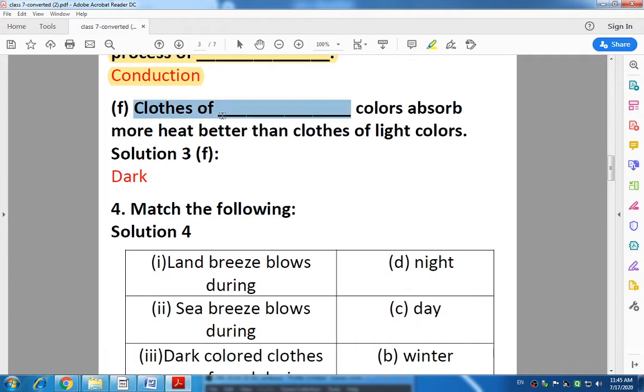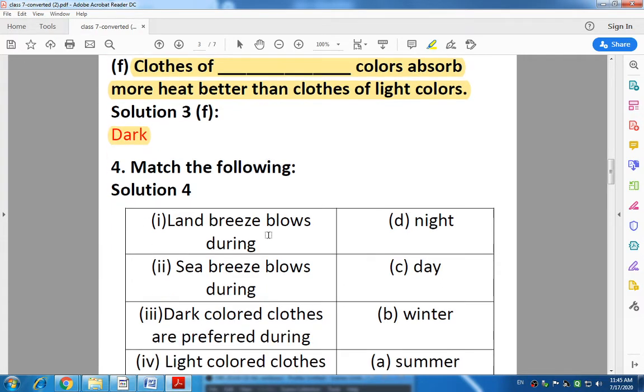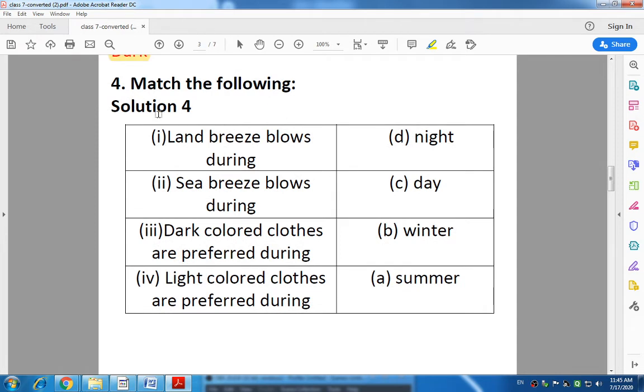Next, clothes of dash dash colors absorb heat better than clothes of light colors. Already light colors are given here, so the opposite of that is dark. So the answer is dark. Next, question number 4, match the following. Directly I have given the answer, so just check that answer. First one is land breeze, that is at night. Sea breeze, day. Dark color clothes in winter season, and light color clothes in which season? Summer season. Okay, easy.